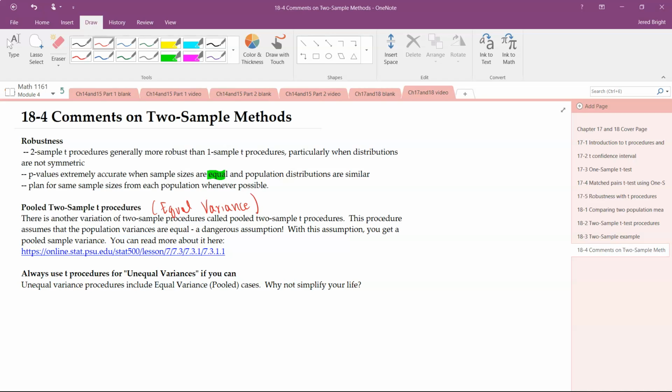So that's all I have to mention on this. We'll get some practice with the two sample t-tests.